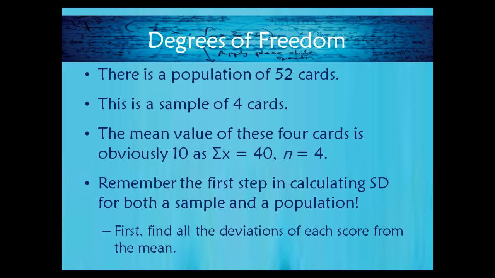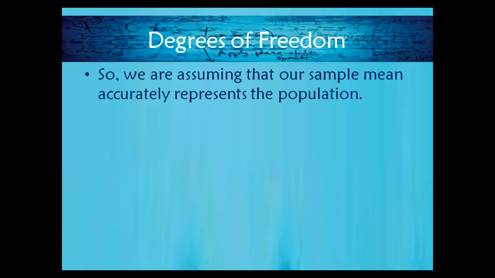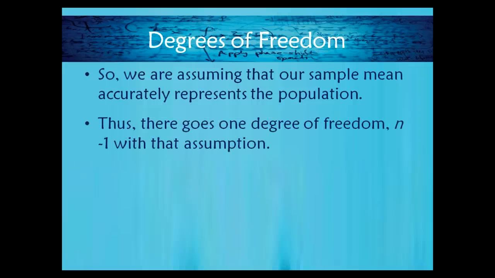Find all the deviations of each score from the mean. Going back to the mean, we're assuming that the mean we have for our sample of these 4 cards is an accurate representation of the total card population. We're assuming that, but we don't actually know that's true. So we need to subtract 1 value, n minus 1, saying that one of these values is probably off. Thus there goes 1 degree of freedom, n minus 1, with that assumption.